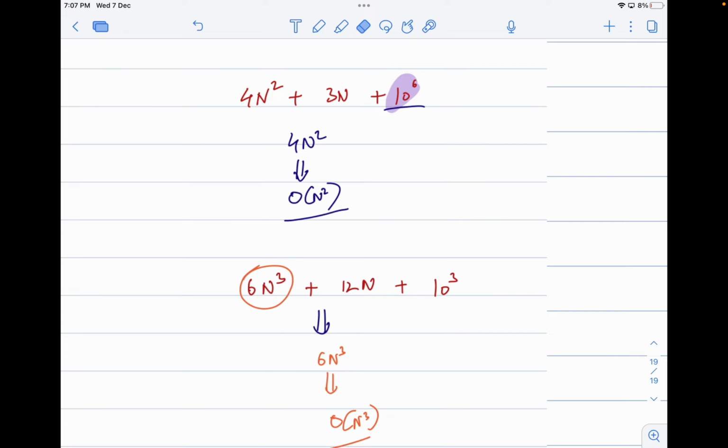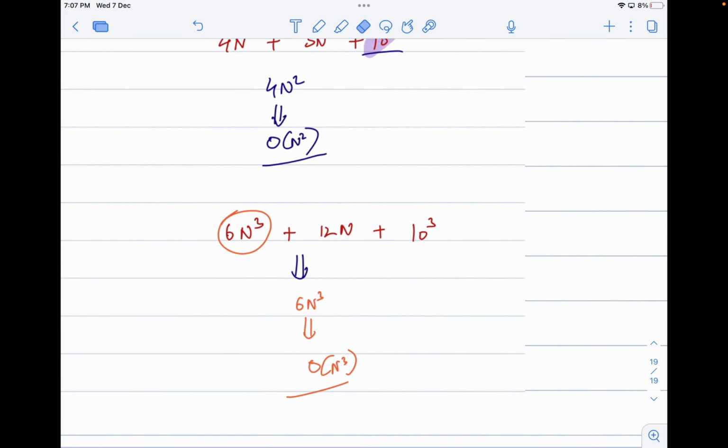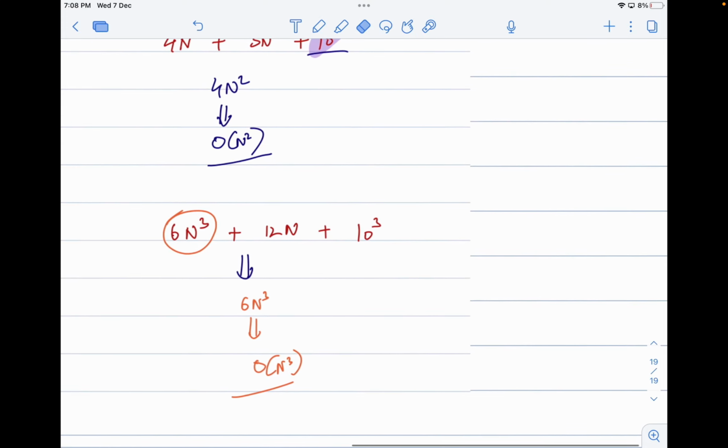N square. Now talk about this: 6 into n raised to 3 plus 12n plus 10 raised to 3. This is also 3, this is also 3, but this is a constant. It will be the same for this equation and will never change, but if you put a different value, n is going to change. So this can also be a time complexity, but the highest term, which we follow for big O, is n cube here. So n cube is the time complexity of this question.